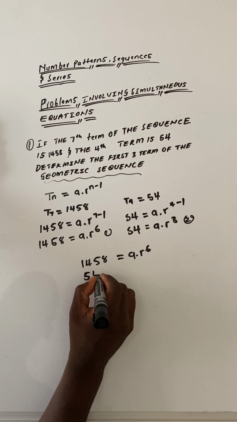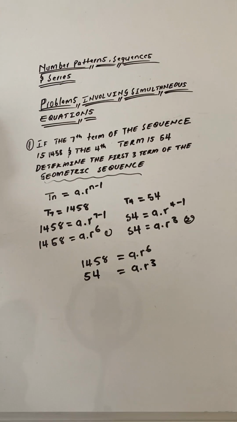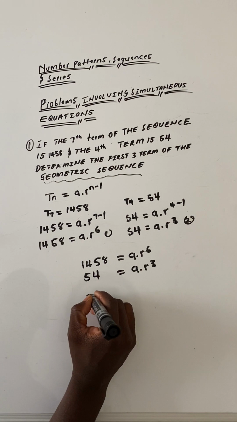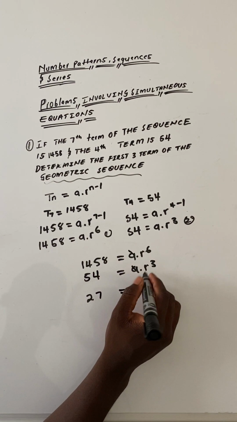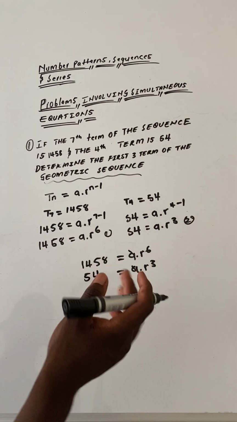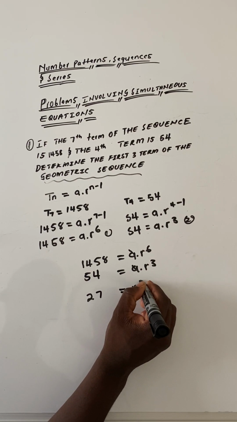Then 54 is equal to A times R to the power 3. Right, so now we need to do the division here. 1458 divided by 54, that will be 27. So 27 would be equal to, the A's will cancel each other. Then R, when the bases are the same and we are dividing, we need to minus the powers. So that will be R to the power 6 minus 3, so that will be R cubed.